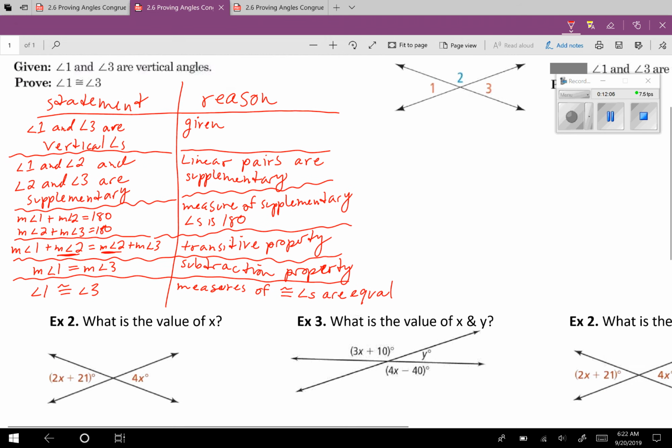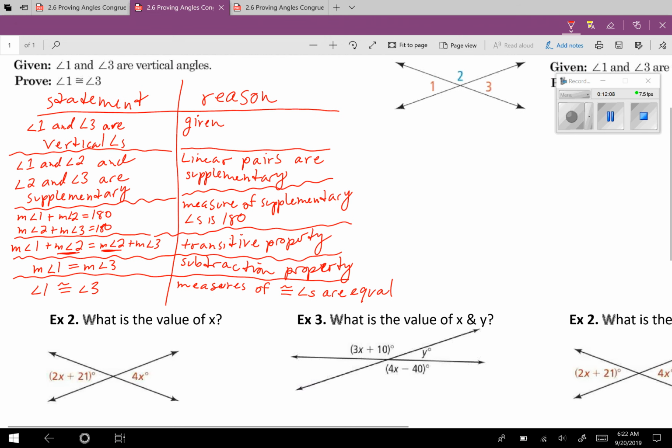So that's how you give a two-column proof on angles. You just have to go step by step. You can't just make a bunch of leaps from one thing to the other. You have to show every single step in between. So you see how we had to say angle 1 and angle 2 are supplementary because they are a linear pair, and since they're supplementary, they add up to 180. Since they both add up to 180, we can say they're equal to each other. So you have to spell it out, okay?